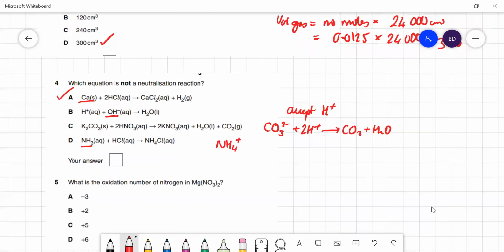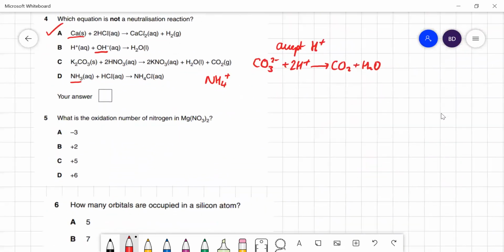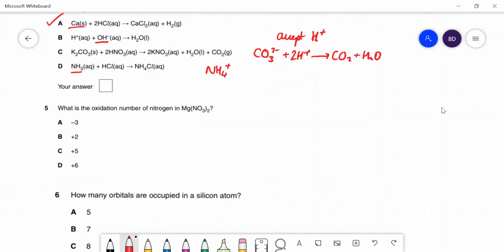Next question, what's the oxidation number of magnesium in magnesium nitrate? Well, that's easy. Magnesium is always +2 in all of its compounds because it always forms the Mg2 plus ion. So B is the answer there.